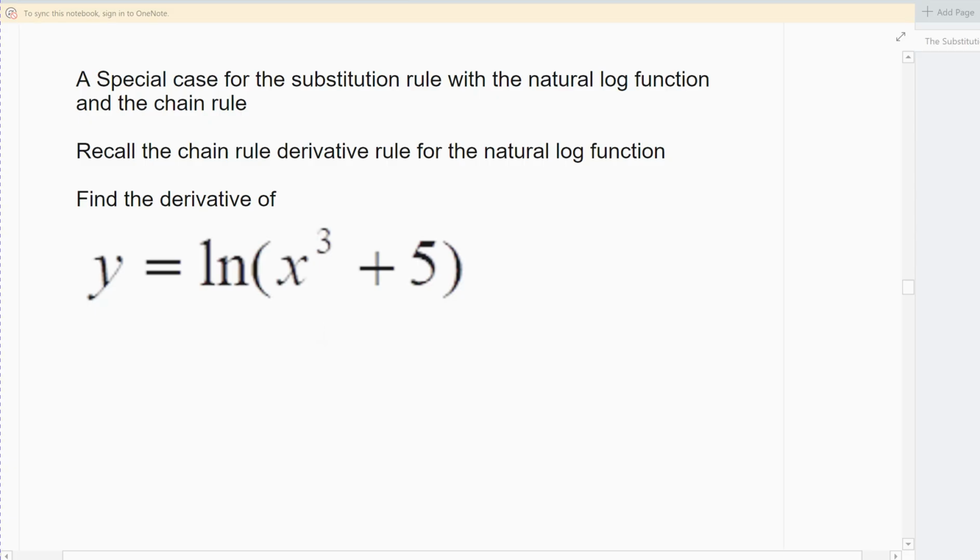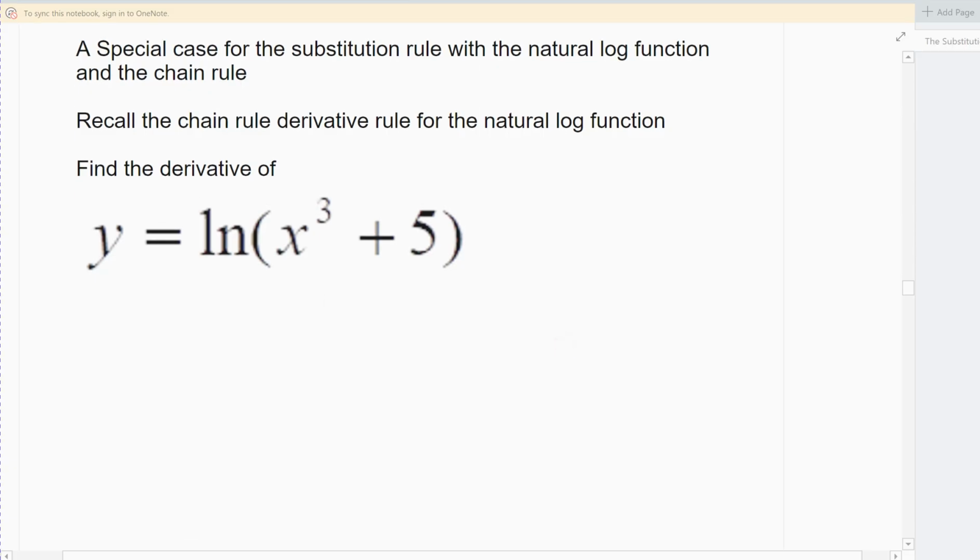So the next example or rule is a special case of the substitution rule. All right, and it has to do with logarithms. So if you recall the chain rule with the logarithmic function, if you have a natural log and there's something other than x inside, it could be anything as long as it's something other than x.